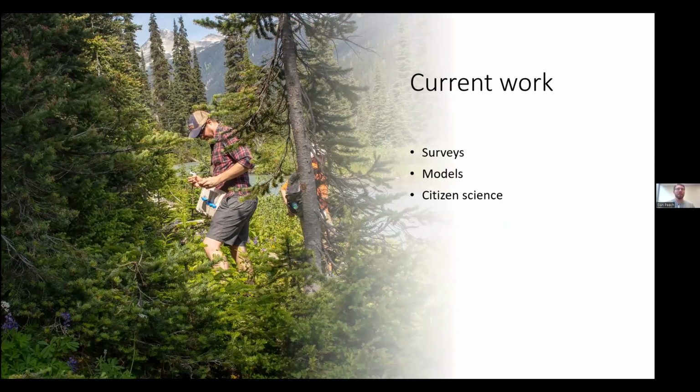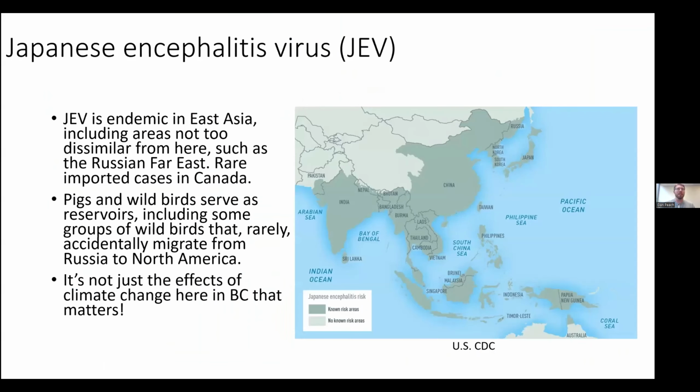Whoa. Let me get back to where I was there. So Japanese encephalitis virus is a pathogen that's been on several organizations' radar for a while as an emerging pathogen. It's endemic to East Asia, including areas not too dissimilar from here, like parts of the Russian Far East and northern Japan. There are rare imported cases in Canada, so it does get here. All it would take would be a vector like Culex tarsalis to bite somebody that has it and then transmit it into the environment, and it could establish.